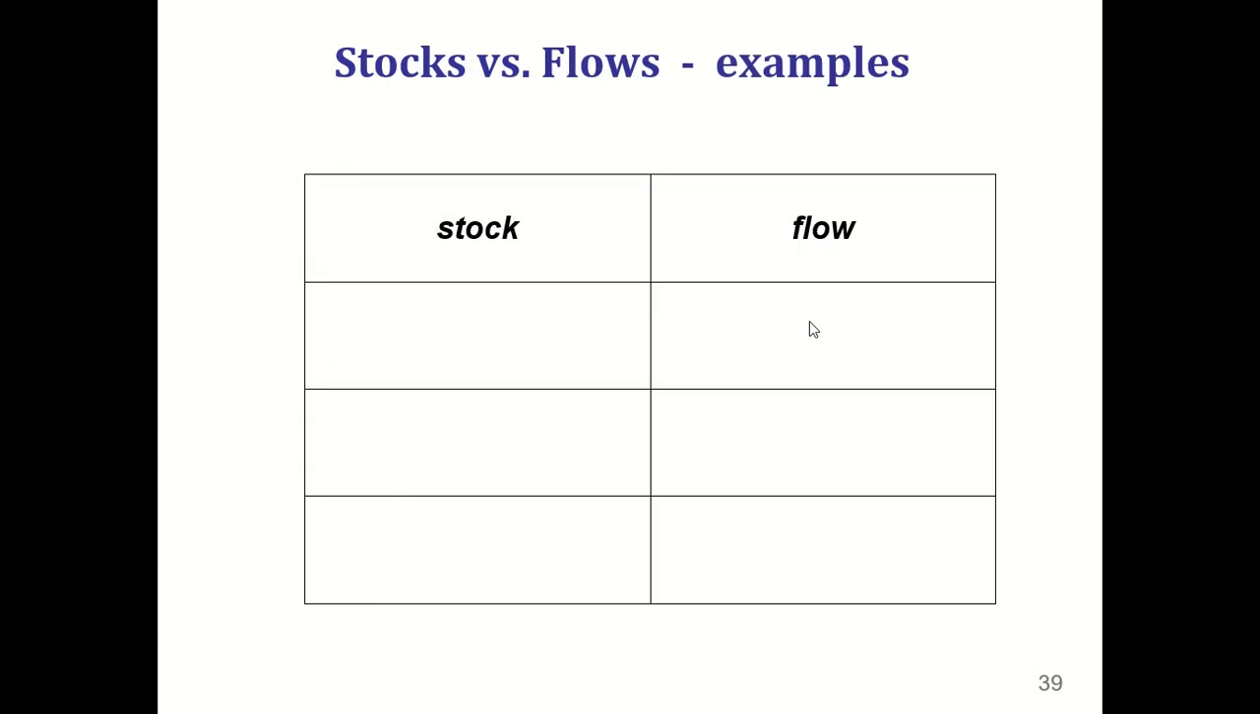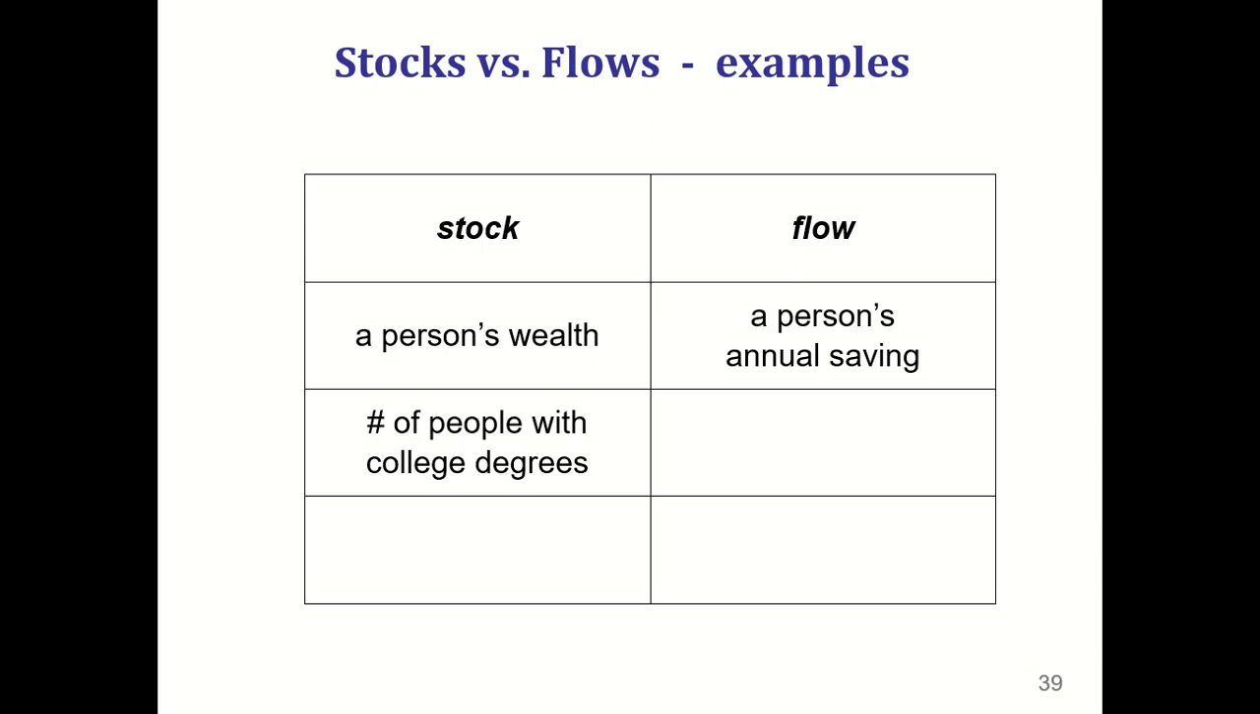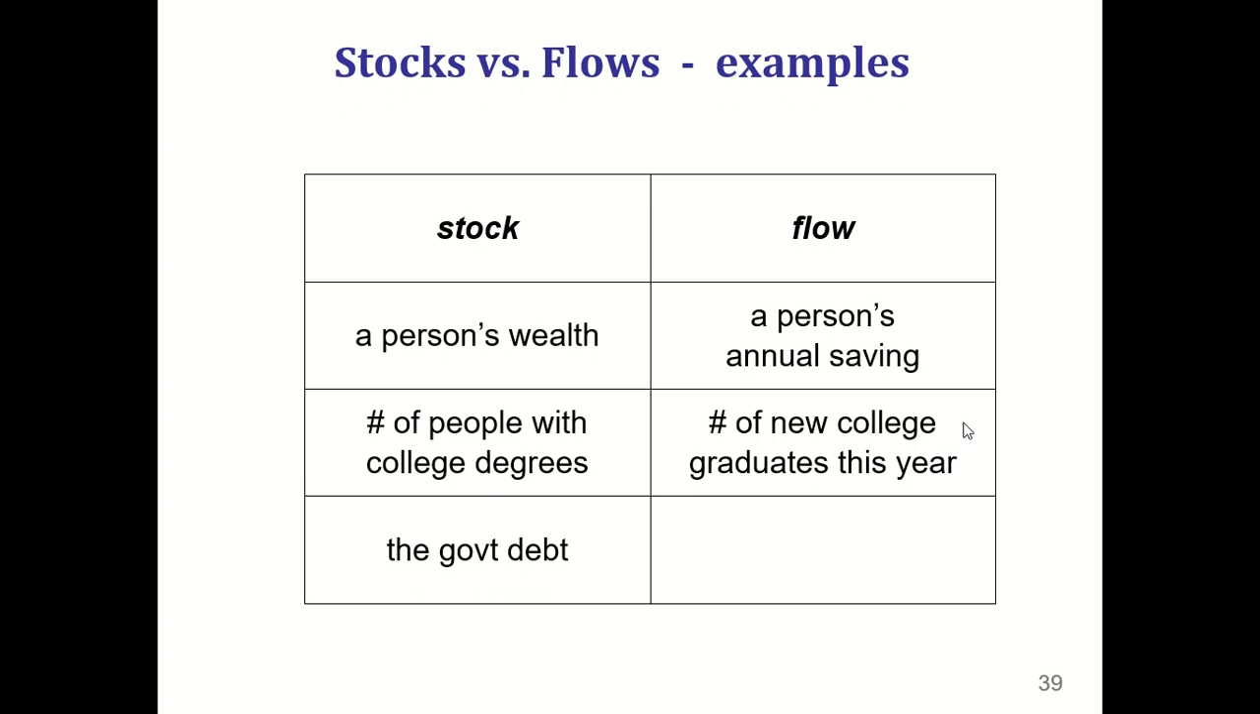Let us look at some more examples of stocks and flows. A person's wealth is the stock, but then what will be the flow? Can you guess? Wealth is created by creating new assets, and those assets are financed through savings. So a person's annual saving is the flow, and when you are saving more, you are creating more wealth. And suppose I say the number of people with college degrees as on a particular date, this is a stock, but the number of new college graduates this year is a flow. The government debt and the fiscal deficit or the budget deficit.